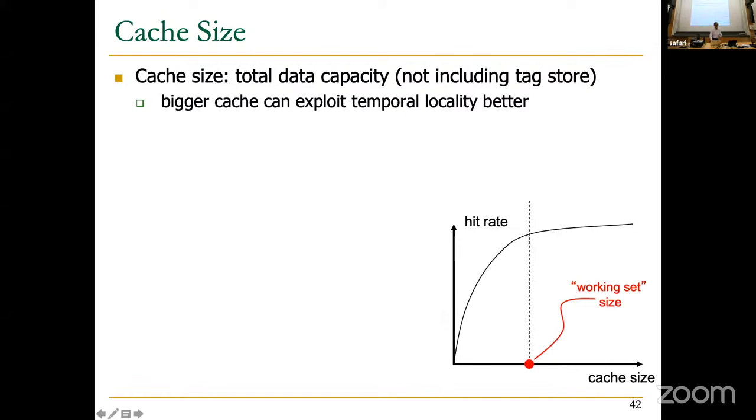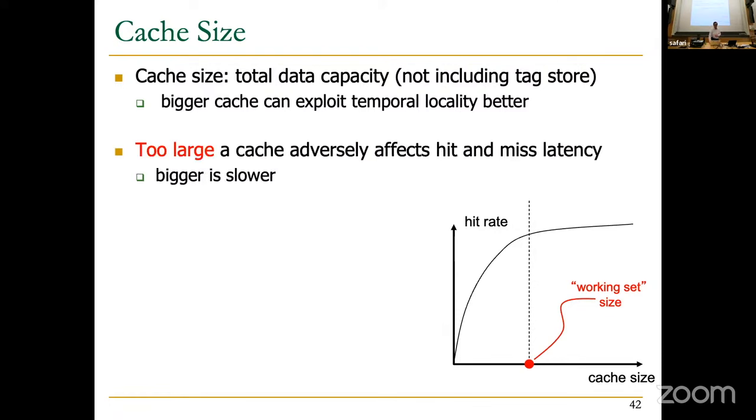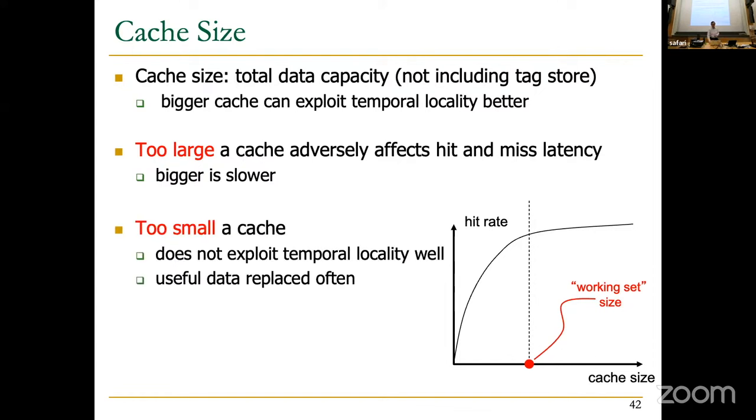And this kind of shows that, right? As cache size increases, your hit rate increases, and you get diminishing returns at some point. Again, averaged across many workloads. Different workloads will behave differently, as I will show you soon. If you make the cache too large, clearly this affects the hit and miss latency adversely. Bigger is slower. We know that very well by now.